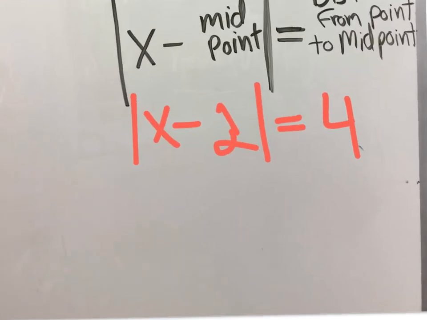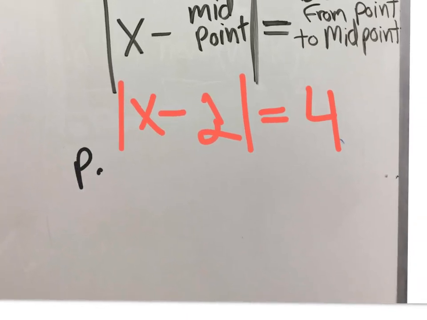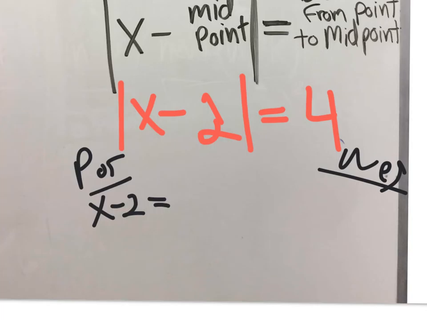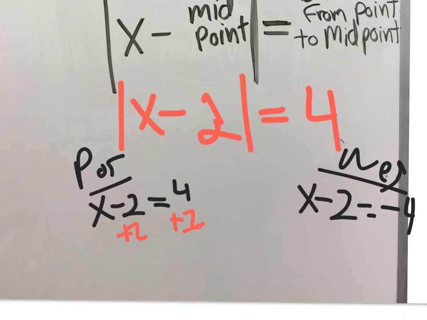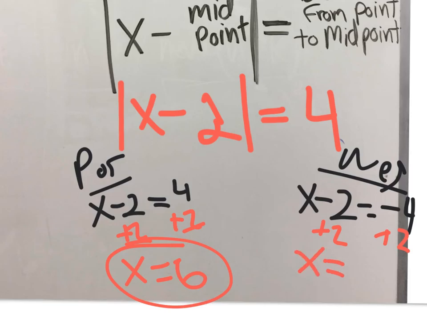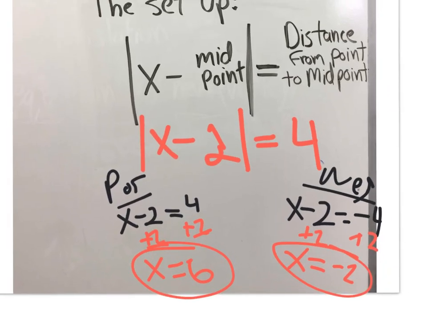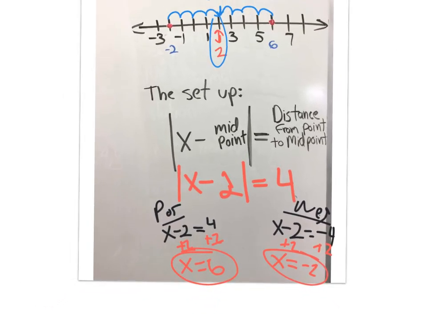Now, let me prove it to you that that's a setup. If I were to solve this guy, what would I have to do? The positive and the negative. The positive is x minus 2 equals 4. The negative is x minus 2 equals what? There you go. And on the positive, if you add 2 to both sides, you get x equals 6. And the other one, if you add 2 to both sides, you get x equals what? -2. Ladies and gentlemen, right there we proved that this equation is the right one, because the answers are 6 and -2. And if we go back up to the number line, there's 6, there's -2.